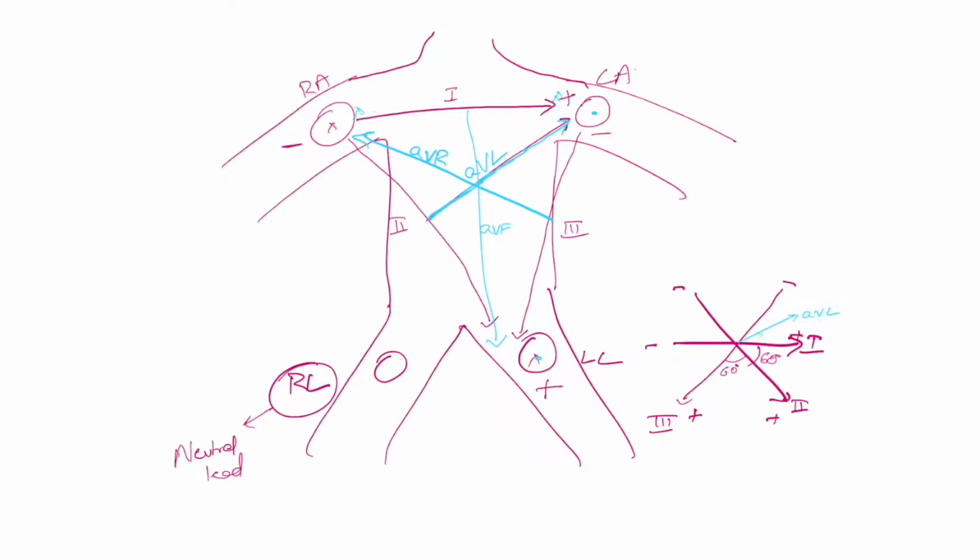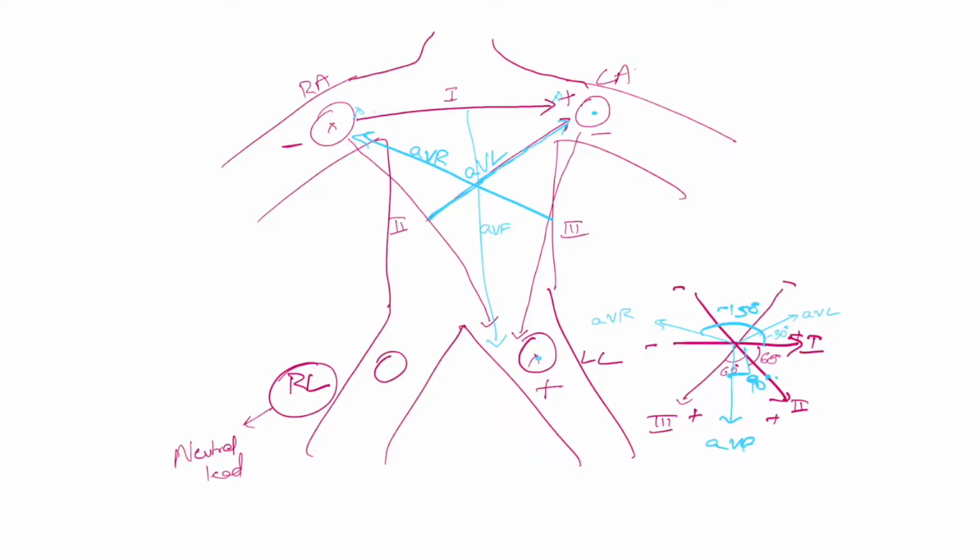So if you were to draw those here, you have AVL, which is negative 30 degrees. You have AVR, which is a total of 150 degrees negative. And lastly, you have AVF, which is at 90 degrees. So, in essence, what these leads are doing is trying to provide you a good understanding of whether electricity is going from the left to the right or right to the left.